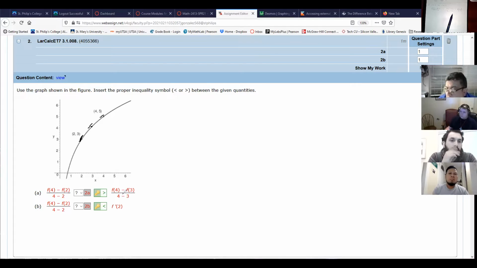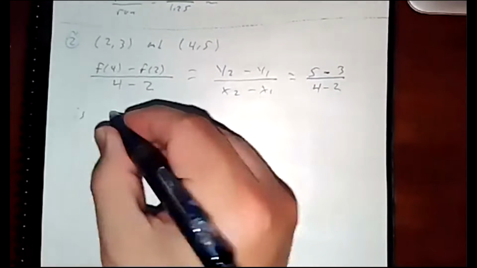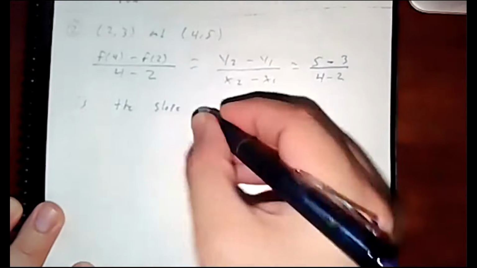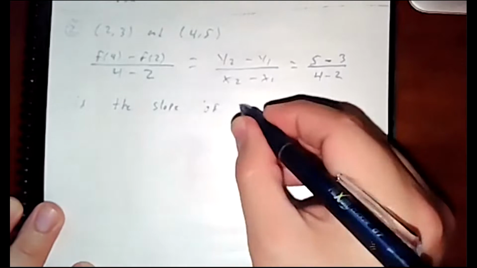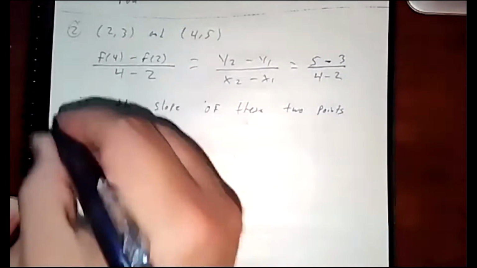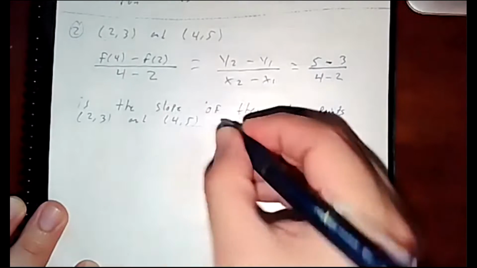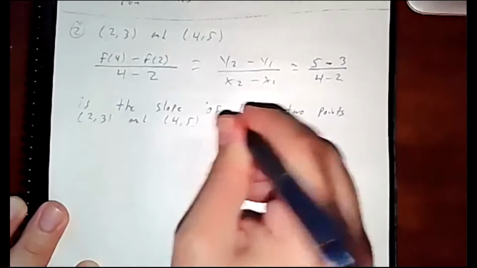What they're really saying, right? If you answer everything to make it more simple, because the notation might look confusing if you don't remember. So what they're really saying, just putting it in plain English, is the slope of these 2 points, 2, 3 and 4, 5, bigger, or I guess greater or less than, I should use normal math language here.